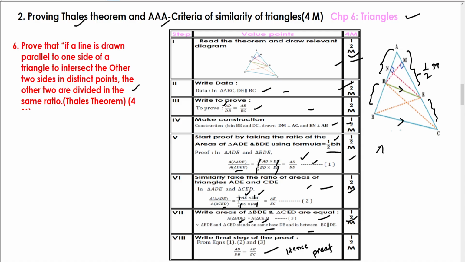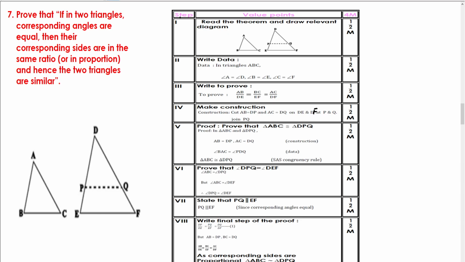Again and again see these steps and observe carefully, note down carefully how the marks are allotted, for which step which marks are allotted. Many students will not be knowing. I hope you understood clearly now. If you don't understand, again rewind it and study it. Let us take another important theorem. If in two triangles corresponding angles are equal, then their corresponding sides are in the same ratio, and hence the two triangles are similar.